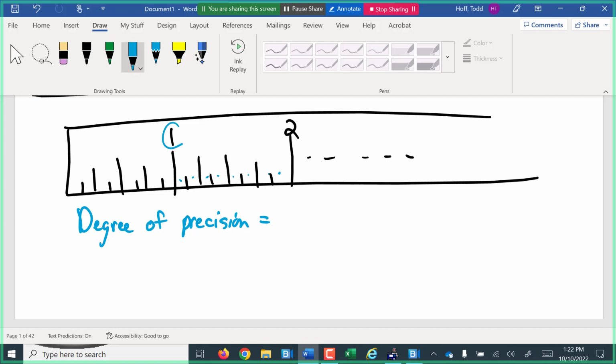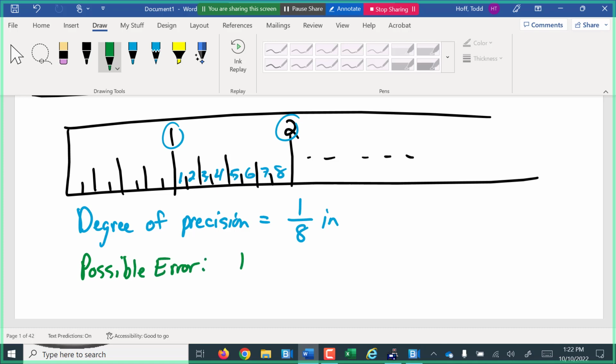Careful. Between 1 inch and 2 inch, there are only 8 spaces. So each division is 1/8 of an inch. So that means the possible error is half of that. What is 1/2 times 1/8? A 16th. So that means the possible error in this measurement is plus or minus a 16th of an inch.